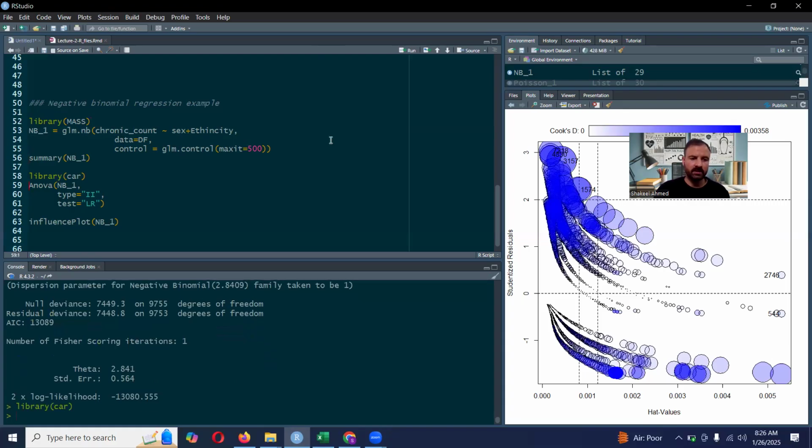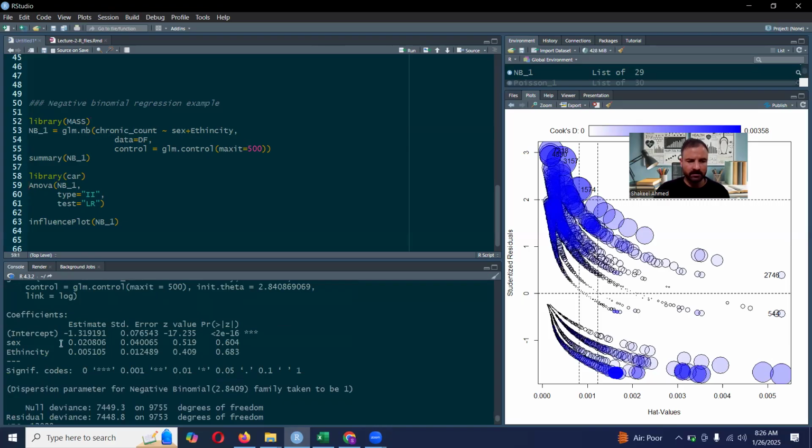And we again check for the deviance. You can see that both the sex and ethnicity are not significant, as there is not much difference between the result we got in Poisson and this result, as there was no issue of over dispersion. But we are just checking how the negative binomial model works. So this is again saying that sex and ethnicity are not significant predictors of the chronic conditions, chronic counts.